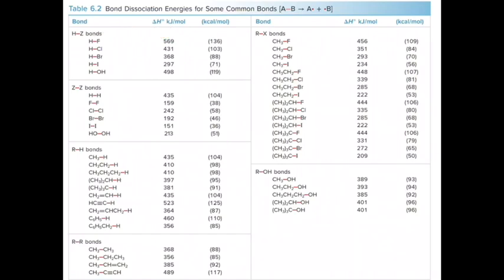And you can also see that because of the trend in atomic size, right? Fluorine is smaller compared to iodine. And so the bond between hydrogen and iodine would be longer compared to the bond between hydrogen and fluorine. And hence you observe this trend in the bond dissociation energies for the halogens.